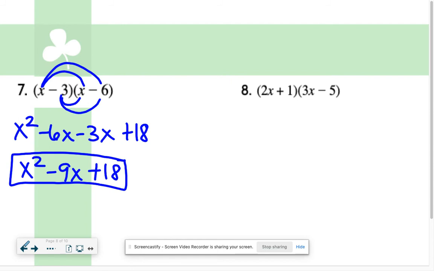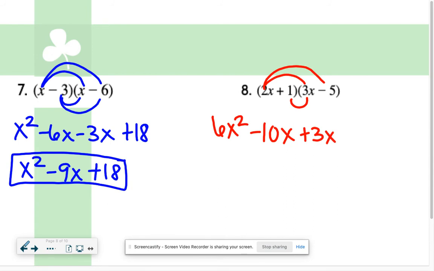Okay, let's try another one. Same idea. So first, what are we going to have? 6x squared. 6x squared. Now go to your outside terms. Negative 10x. Yep. Now your inside, 3x, and then your last. Negative. Beautiful.